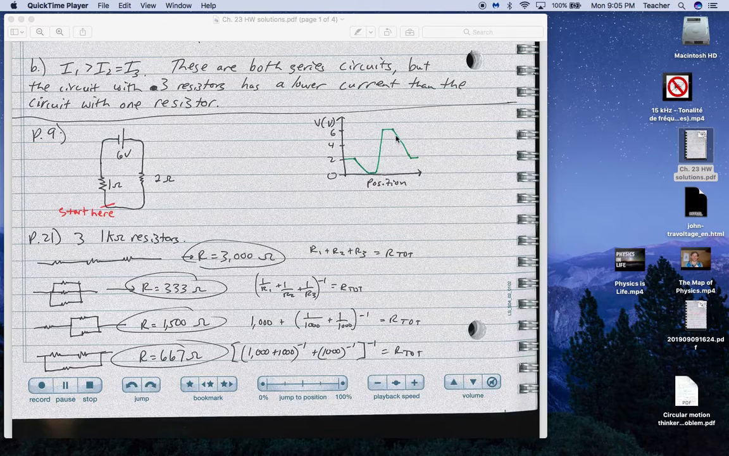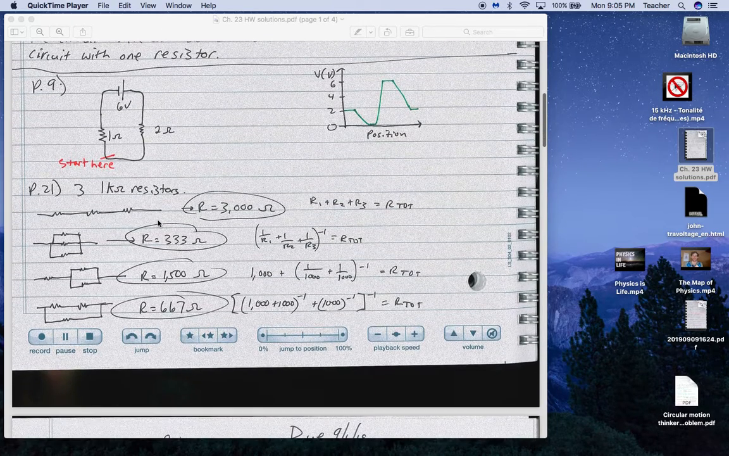So essentially, I could figure out these different resistances by knowing how the potential changed. So if the current is the same through here as through here, twice the voltage would be used across this as this. For P21, there are 3 1 kilo ohm resistors, and it's asking for the number of different arrangements you can have. I could have one of them like this, which is 3 in series, so it's 3,000 ohms.